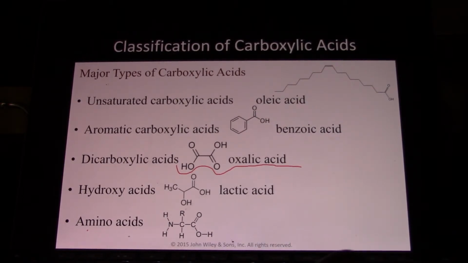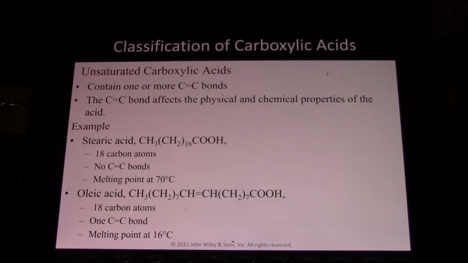Here we have hydroxy acids. This is an alpha hydroxy acid. Again, it has the OH, the hydroxy group, in the alpha position, like lactic acid. And then there are amino acids. So we had saturated carboxylic acids with no double bonds. We had unsaturated carboxylic acids that do have a double bond. That's why it's unsaturated. And all these other types.